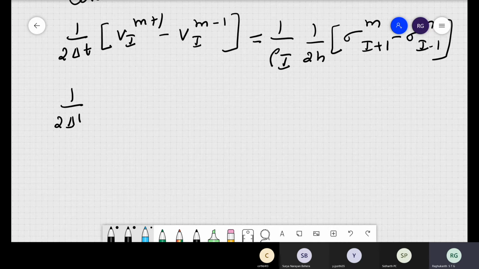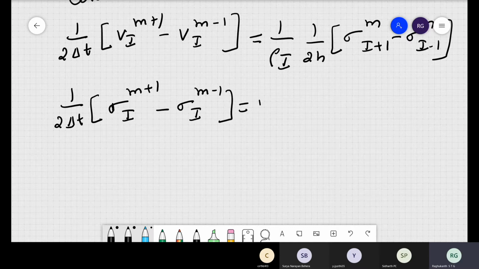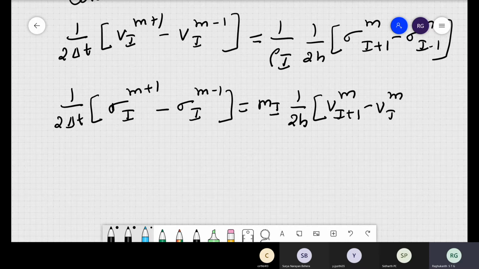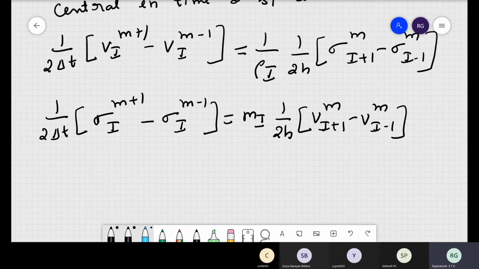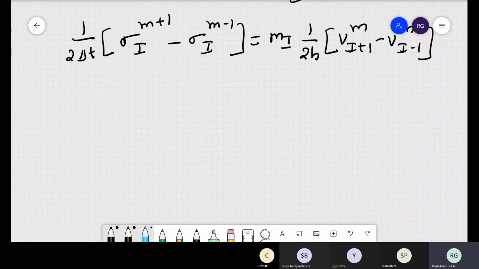Similarly, the second equation you can write. So 1 by 2 delta t, sigma_i^(m+1) minus sigma_i^(m-1), equals mu_i, 1 by 2 times h, v_(i+1)^m minus v_(i-1)^m. So now we have taken a scheme which is central in time and central in space. To find out stability, once again we substitute v_i of m, as we discussed previously. Same thing we do here.